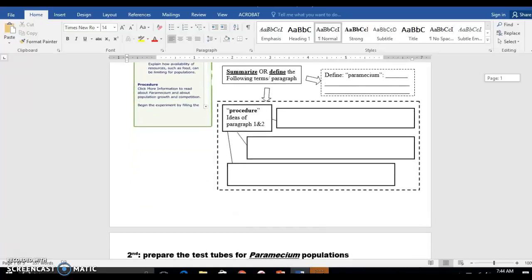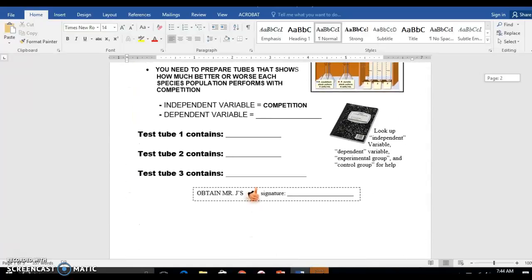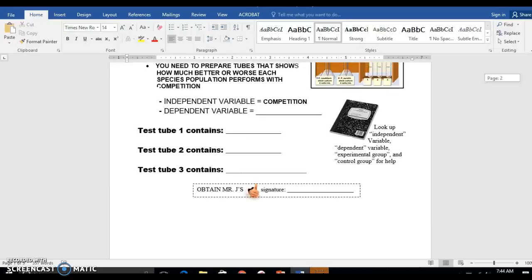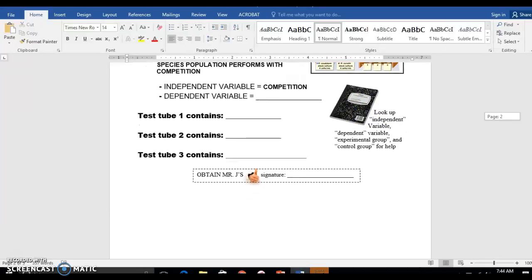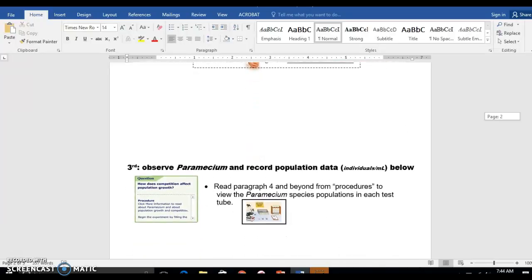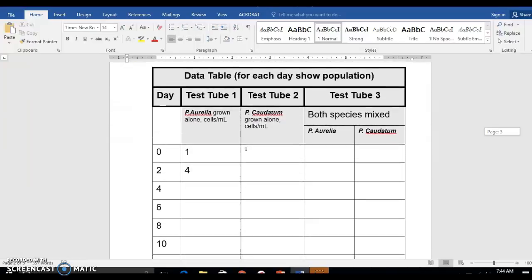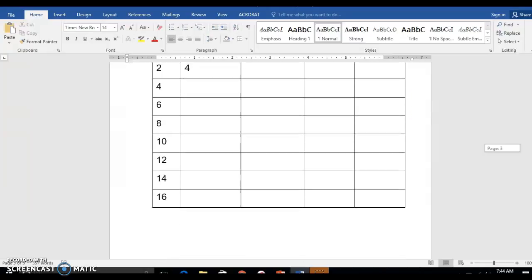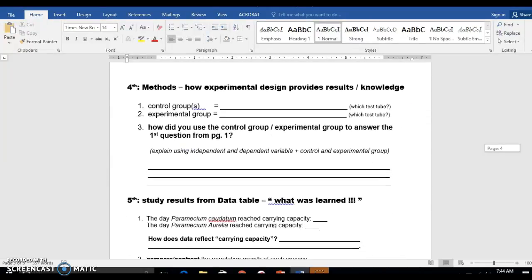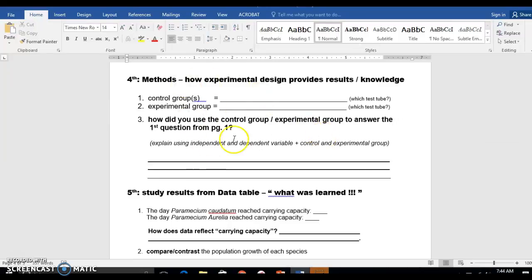So as you go through this, now that you've set up the experiment, you've decided what the independent variable is. And if you know what the independent variable is, you know what the experimental group is. Remember, go to your notes. But you set up this experiment and grew the paramecium populations separately and together. So test tube 3 shows where the competition is happening, right? The independent variable.